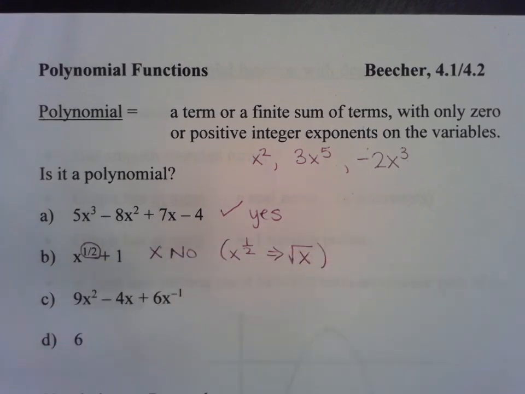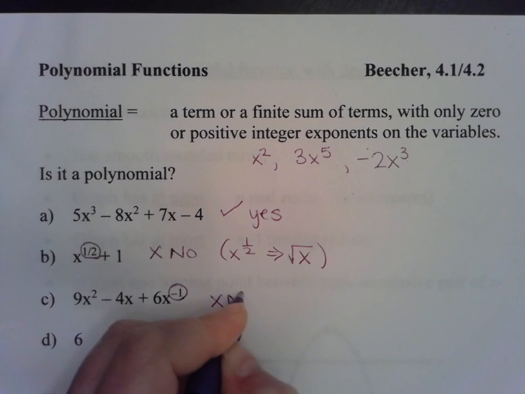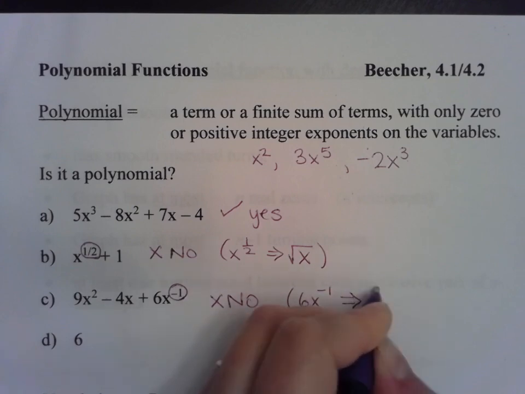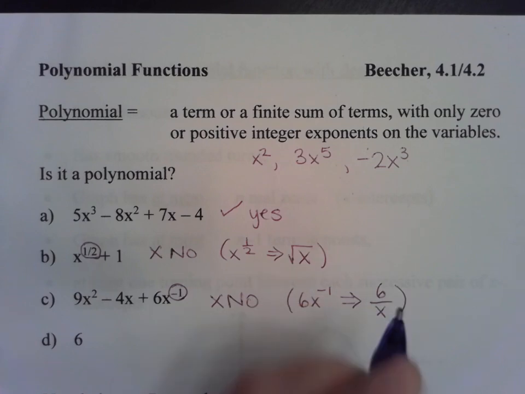Okay, what about C? I want either 0 or positive integer exponents. This one is not positive, right? So that would be a no. And 6x to the negative 1 power is the same as 6 over x. That negative exponent is that reciprocal, so it sends it down and across the fraction bar into the denominator this time. So any fractions that have variables in the denominator would also not be polynomials.